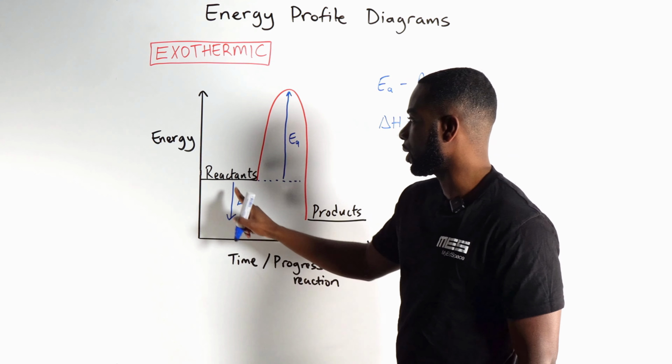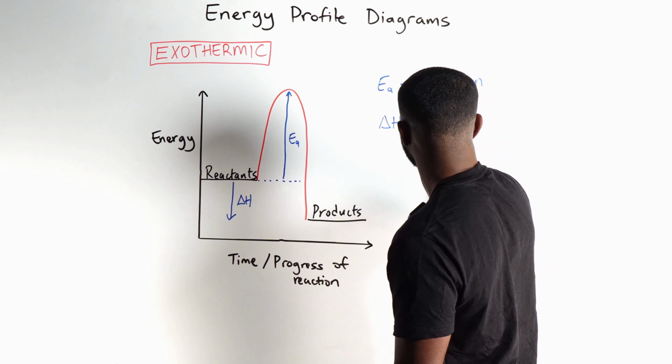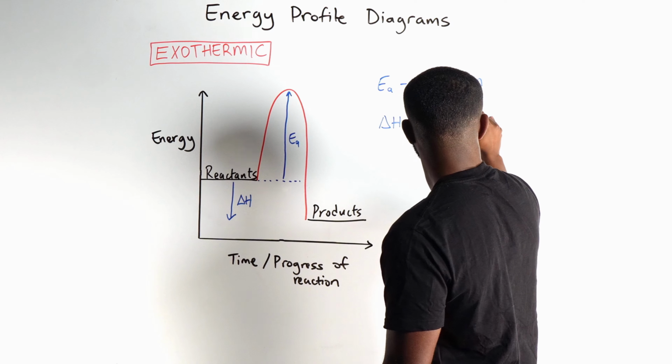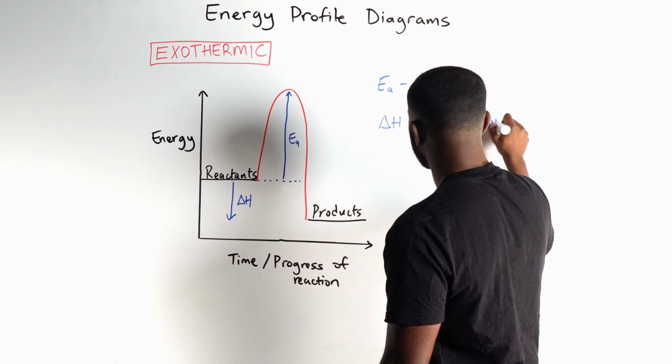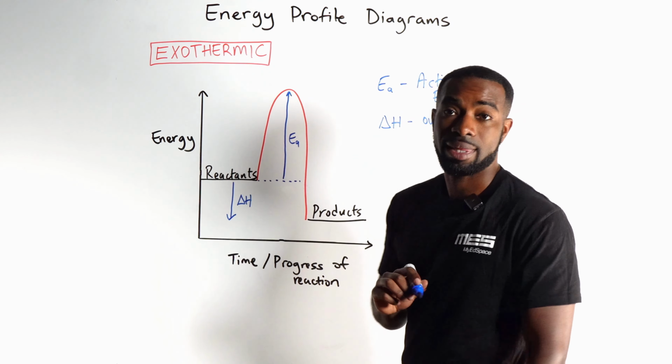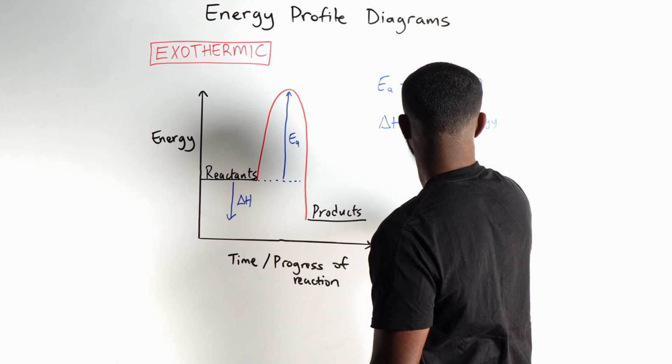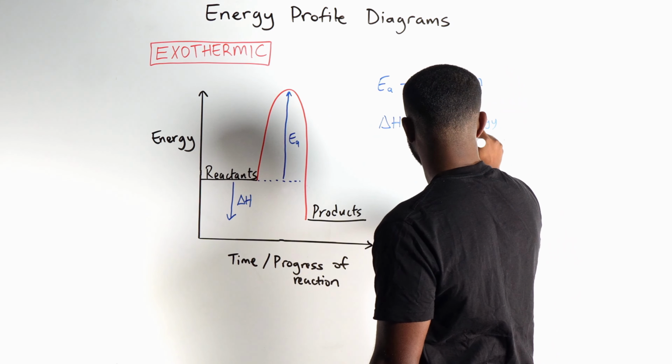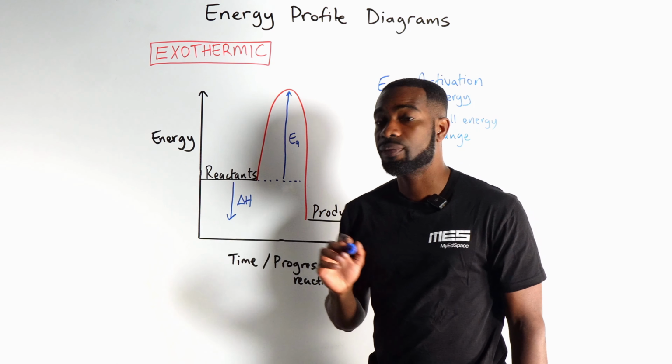And the delta H here is negative for exothermic, and that's the overall energy change. So overall, in terms of energy, our reactant's energy is higher than the products. And that is the key information that you need to know for this here.